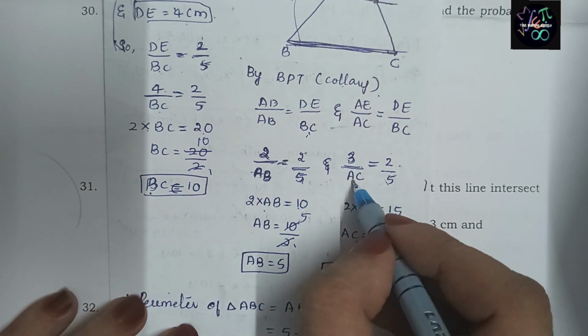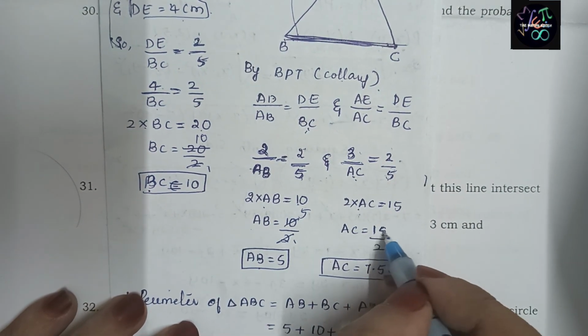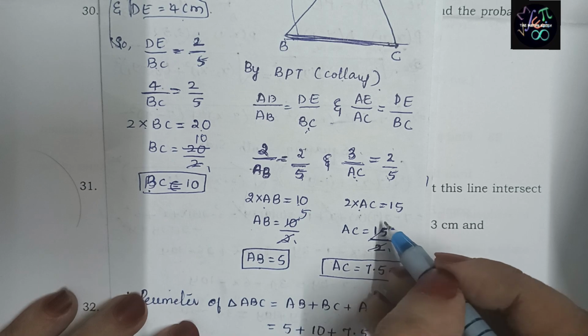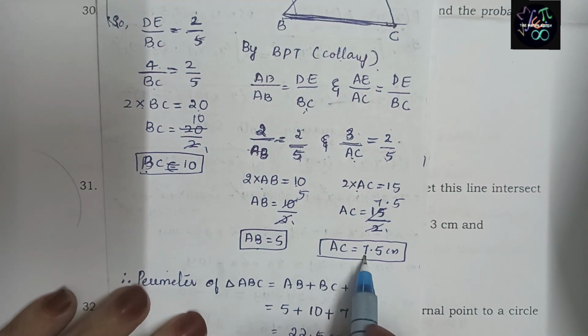Same way, 2 into AC is equals to 5 3s are 15. AC is equals to 15 by 2, and we know 2 7s are 14, 0.5. 2 5s are 10. So AC value we got 7.5.